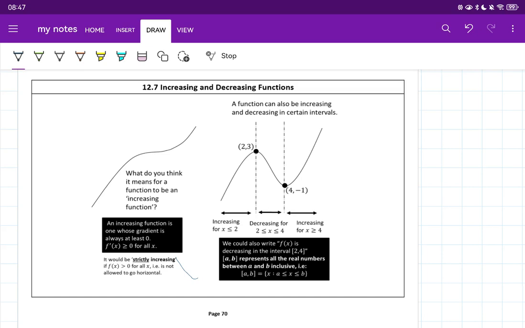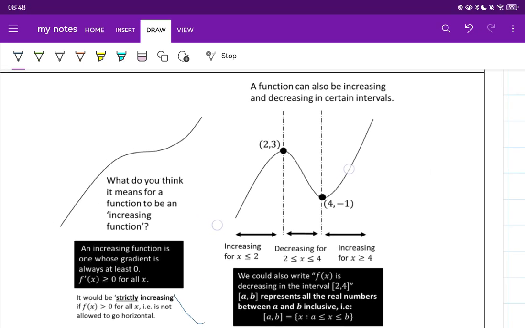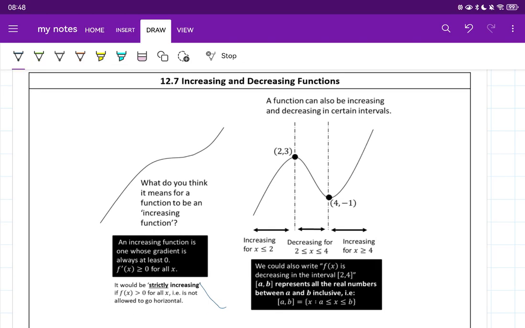Okay, so I'm going to give you 12.7 to look at today. It's all about whether functions are increasing or decreasing. So remember that dy by dx works out the gradient at a point. And so if the value of the gradient, dy by dx, is positive, the curve must be going up. And if dy by dx is negative, the curve is basically going down.